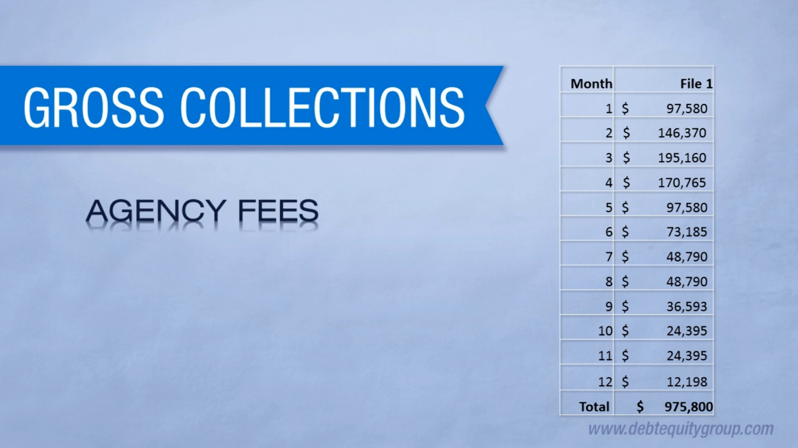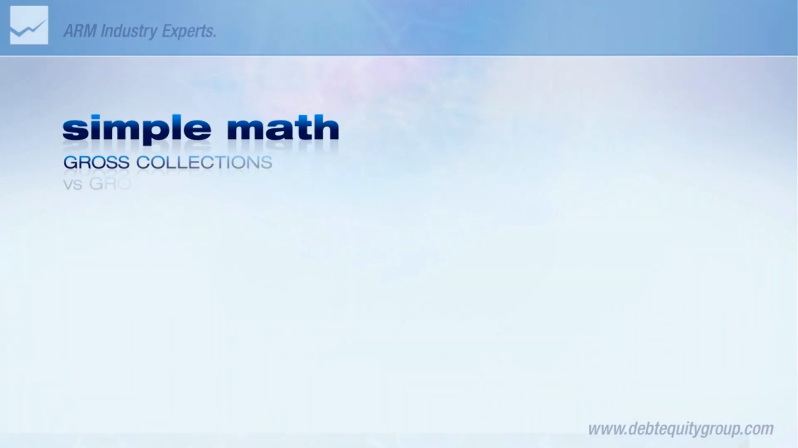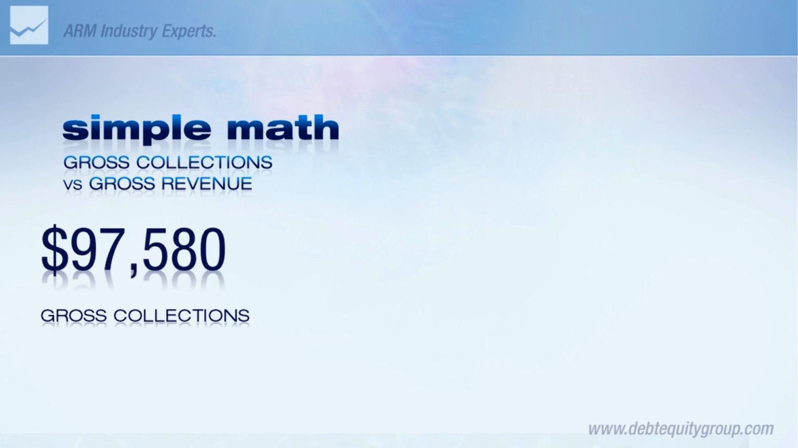From that, we have to pay the agency fees and internal management expenses. For this example, we've applied a 30% contingency fee for the agencies who will work the file. We've also calculated a flat 10% management budget, but we'll get to that in just a minute. Let's review the figures we've got so far.